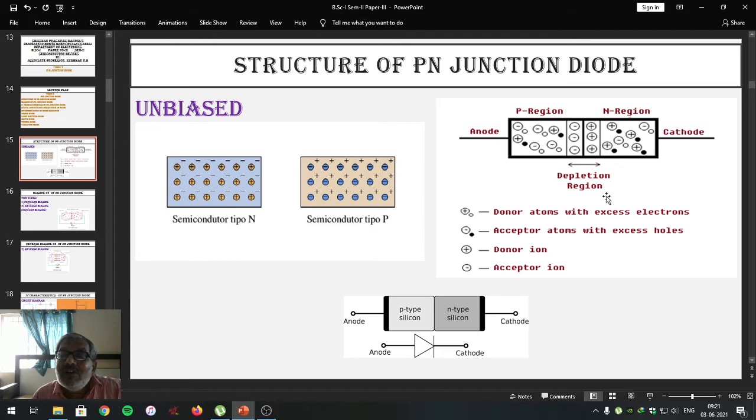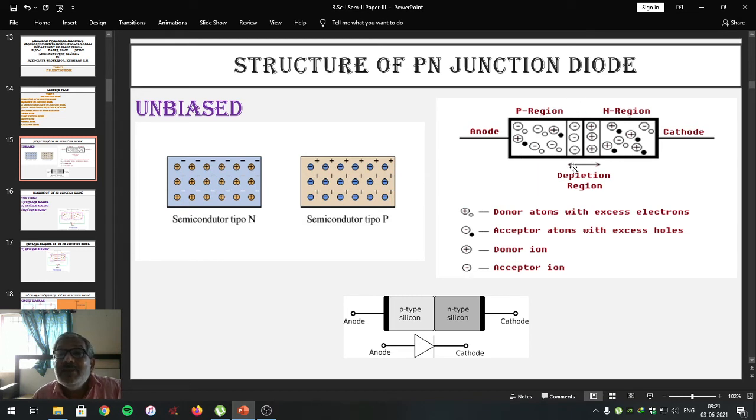This layer is called a depletion layer because once the ions are formulated across the junction, further motion of charge carriers will be stopped. Further motion of the charge carriers will start depleting from each other.